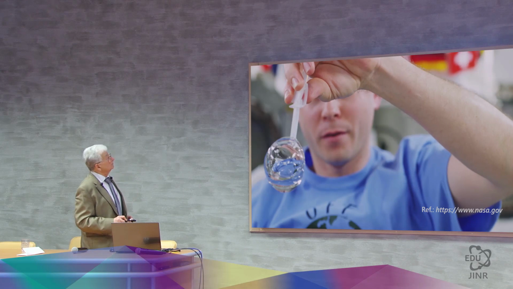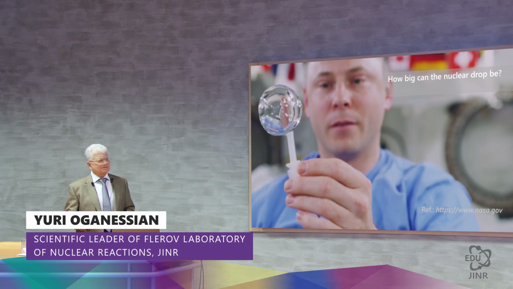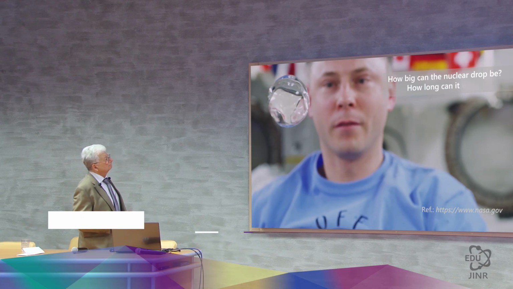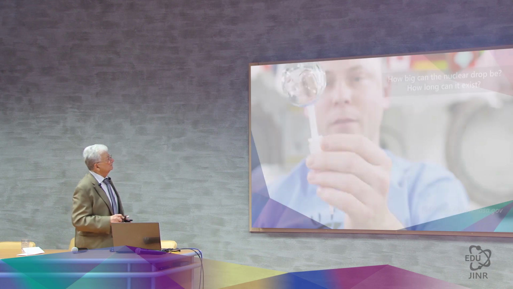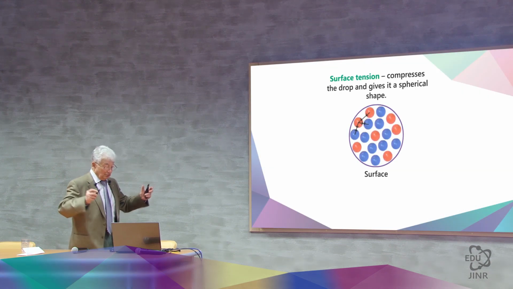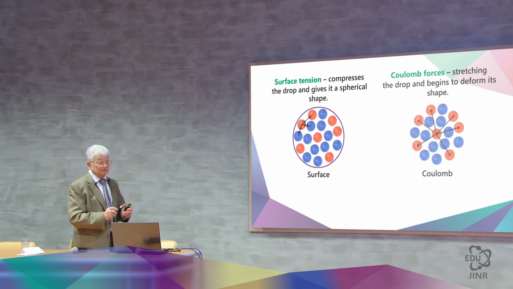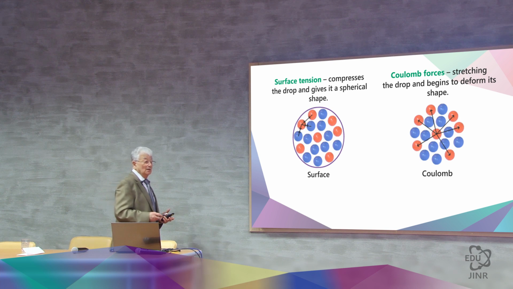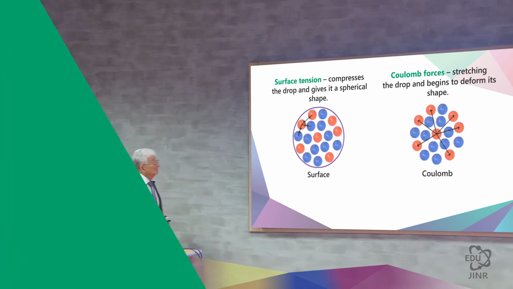Now, let us answer the question. How big can a drop be, this drop of charged liquid? And how long can this drop exist? There is surface tension in the drop, which tends to compress the drop and make it spherical, and there are Coulomb forces that try to break it, since this nucleus is positively charged.